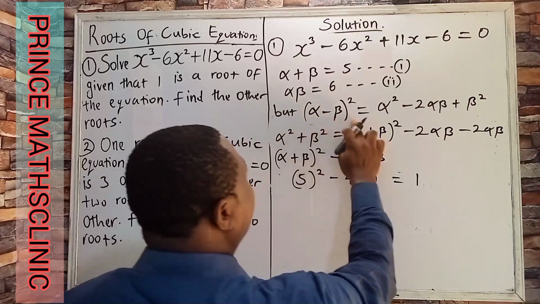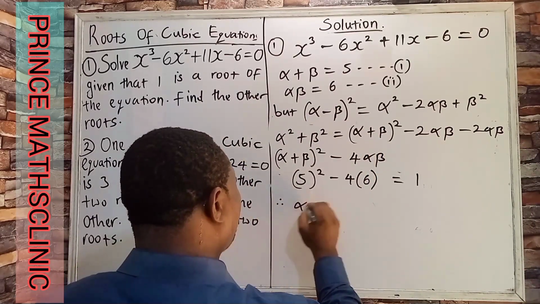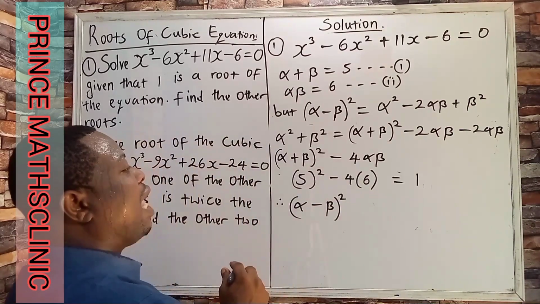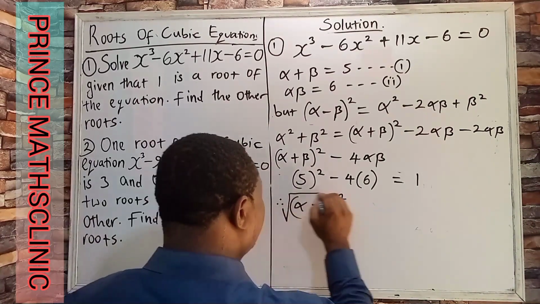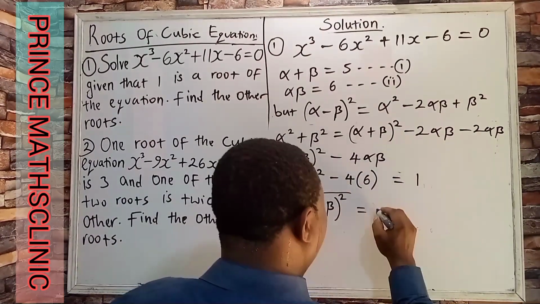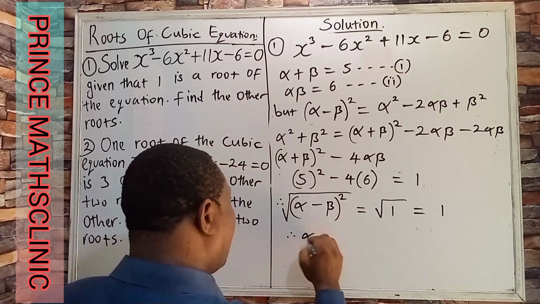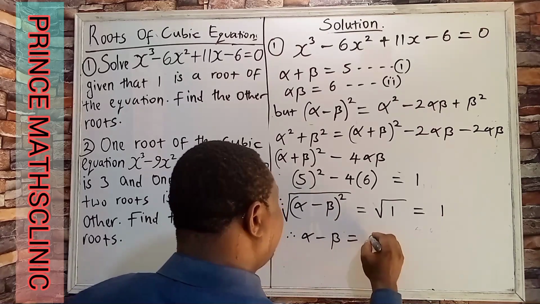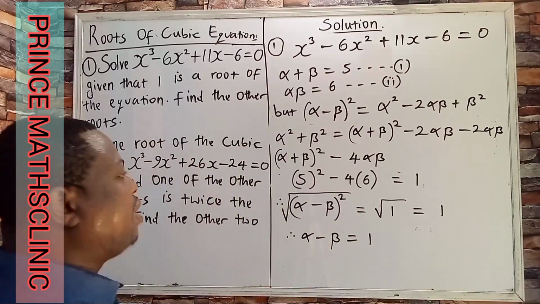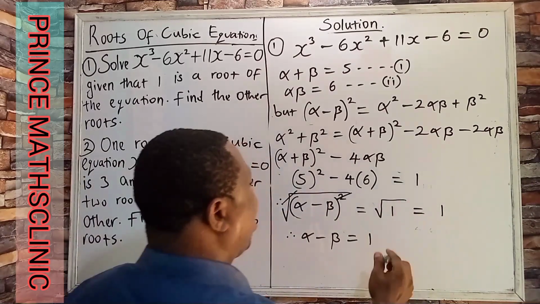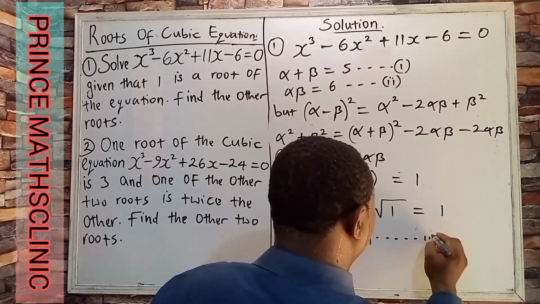We started from this particular point. Therefore, if I take the square root of alpha minus beta squared, if I take the square root of 1, I am going to get 1. So therefore, that means that my alpha minus beta is equal to 1. That's what it means, because the square will cancel the square root. So alpha minus beta will be equal to 1. So let's call this equation 3.